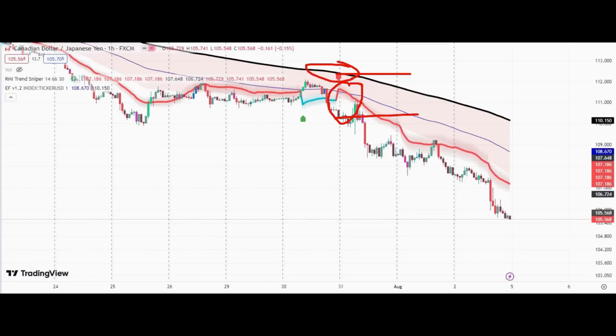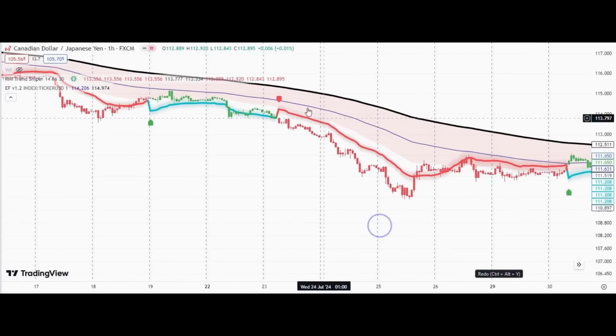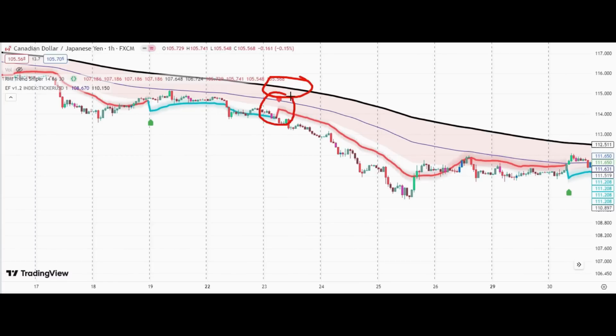Then again you see from here you get another signal based on the same concept. You have your EMA already showing you that the current market is in a downward trend, and at this point you are getting a signal from the RMI trend sniper giving you a sell signal. At the close of this candle, you open your sell trade, you place your stop here, your target 1 to 3. So your target should be around this point for this particular trade.